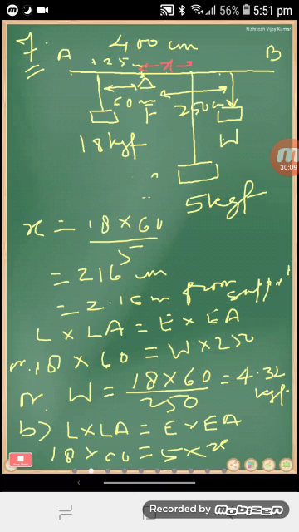So this is how you are going to do. And the last part, to which class it is lying. So you see fulcrum is in the center, therefore this is class 1 lever. Okay. So I hope this question is clear to all of you. If you have any problem, you can ask.